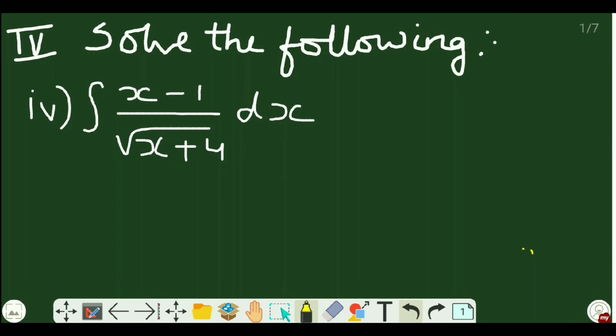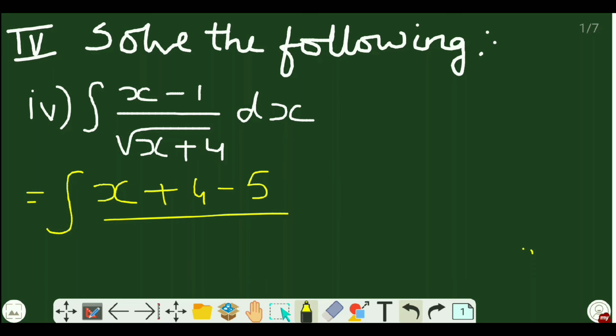Now we come to the fourth question, that is solve the following. In the fourth question, we are going to do only the fourth sum. Most of the other sums have already been done in the previous exercise. The first sum we will be doing later on. In this sum, we have to find the integral of x minus 1 upon root of x plus 4 dx. Just like we did in the previous sum, we adjust x plus 4 in the numerator by writing minus 1 in the form plus 4 minus 5 upon root of x plus 4.